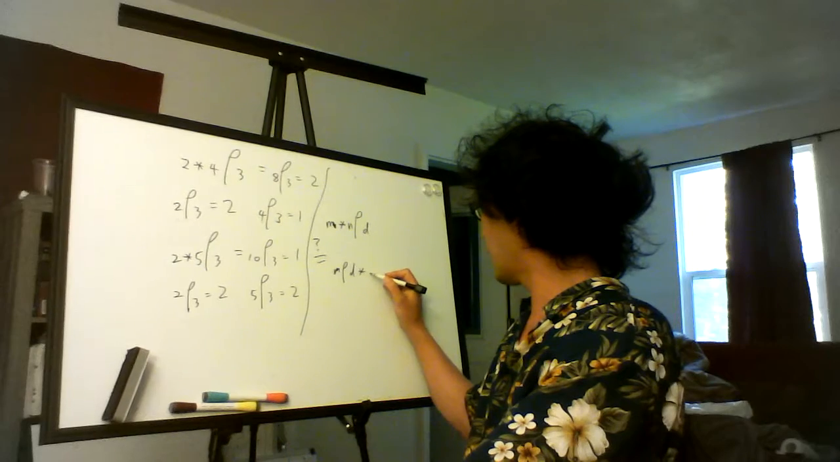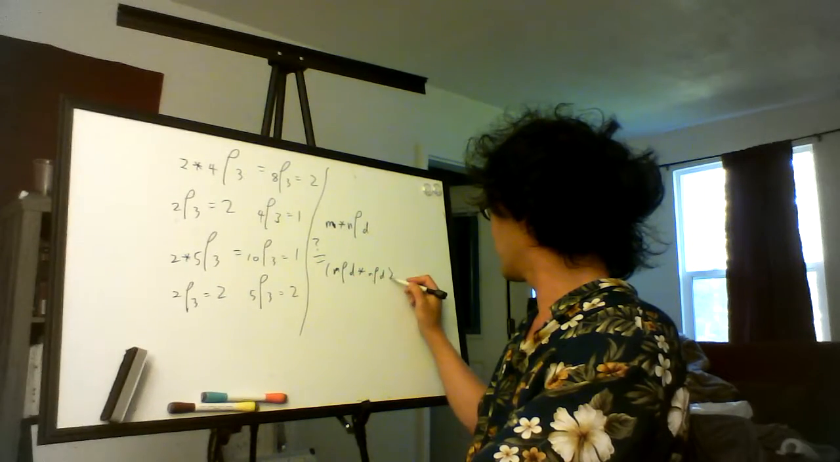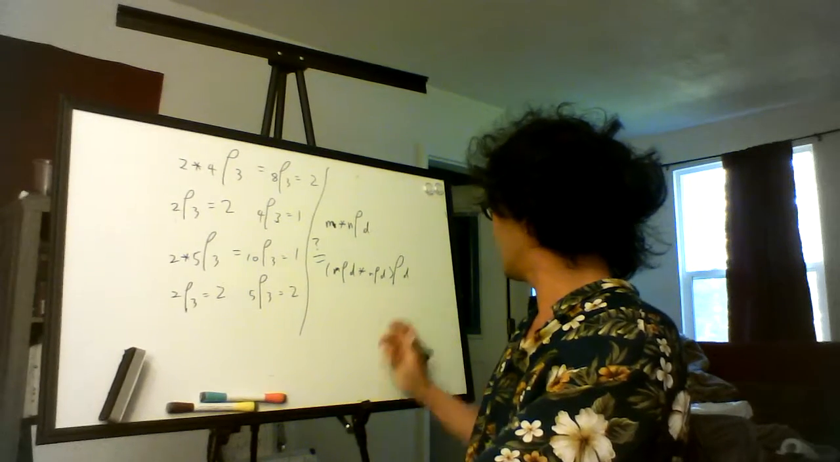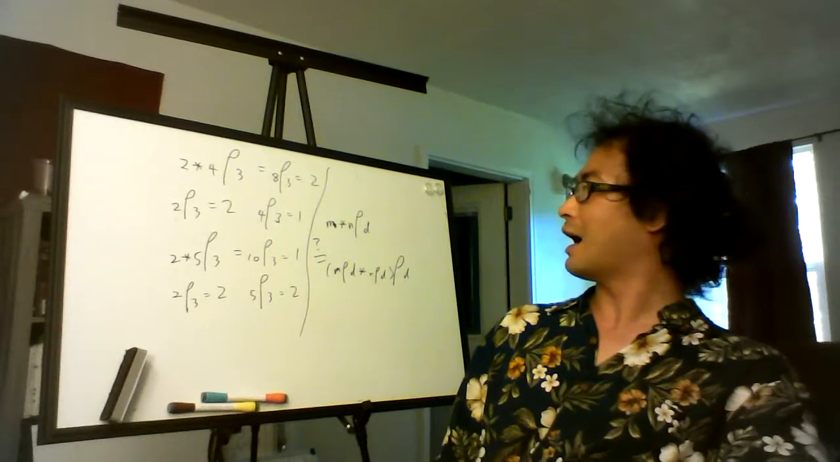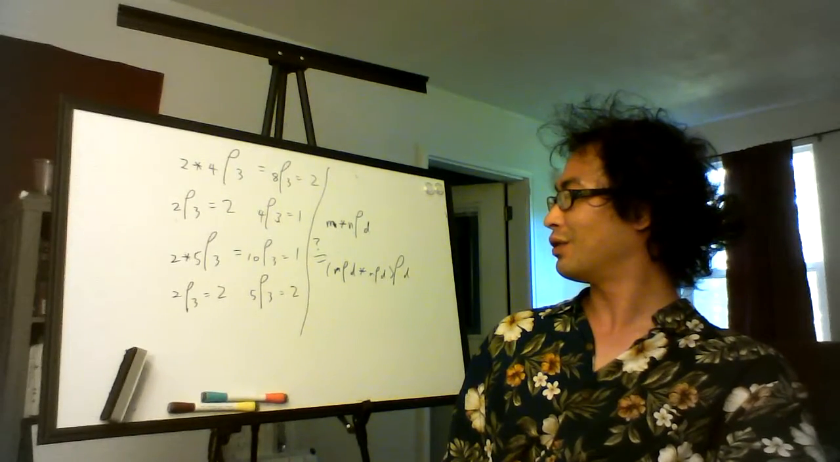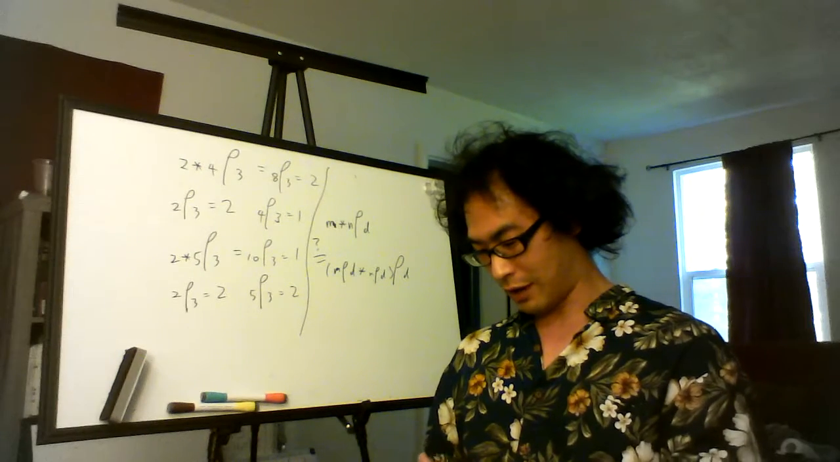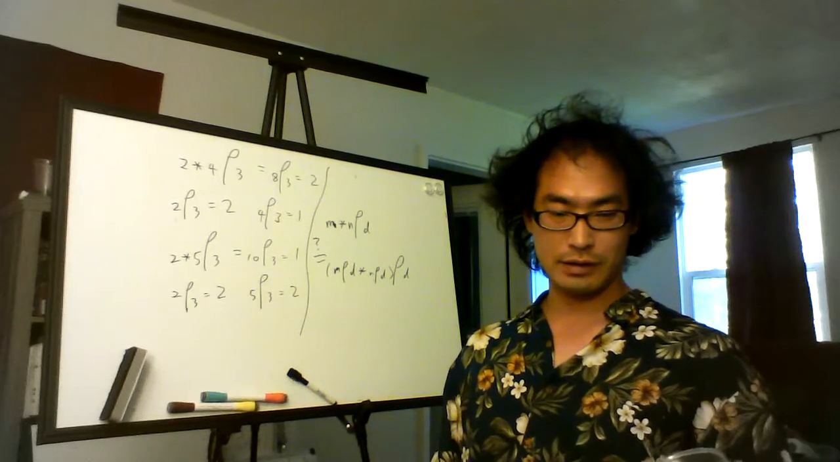Multiply by n mod d, mod d. Is this correct? I do not know, because I don't know too much about modular arithmetic. Okay, so I just know the basics. All right.